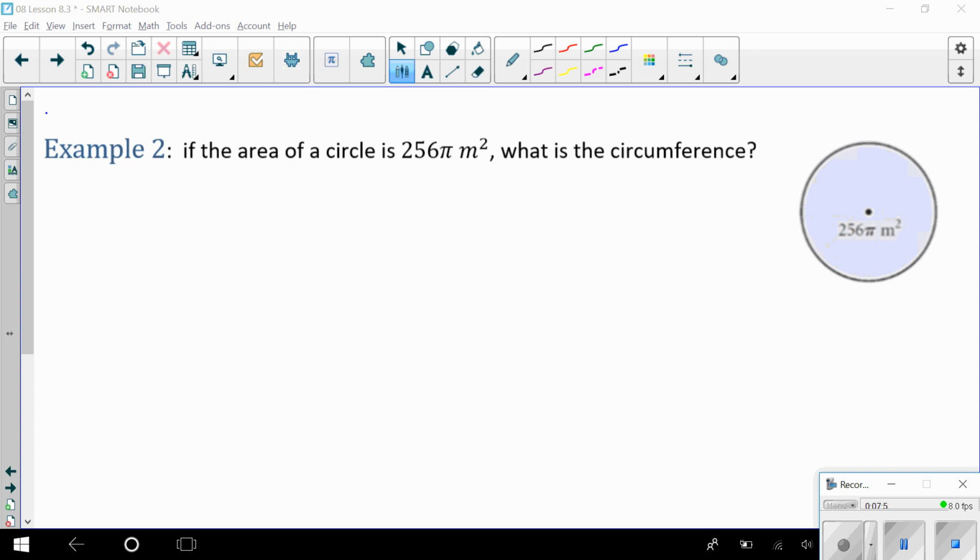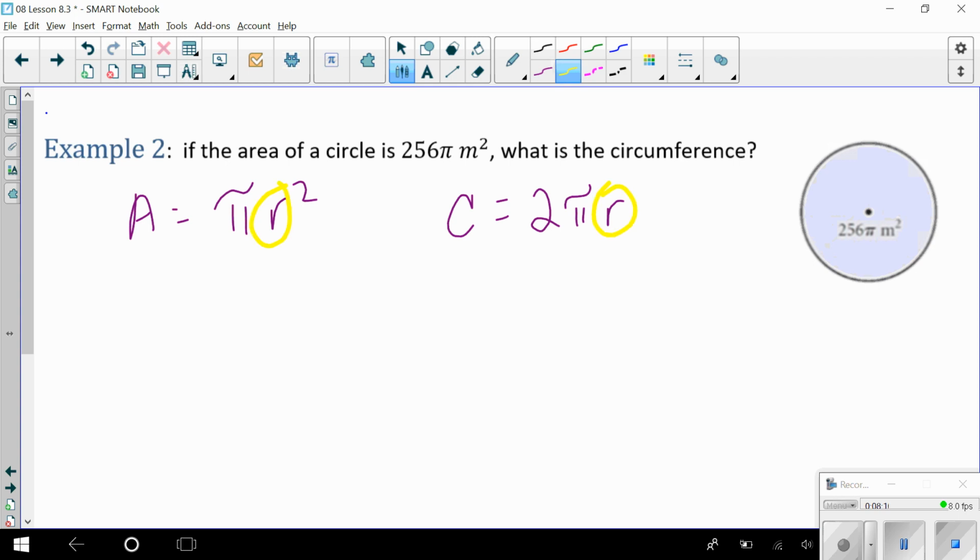Now in example 2, we're given the area of the circle and we want to find the circumference. So we have an area formula, and that's pi r squared, and we have a circumference formula, and that's 2 pi r. So in both of these, we have radius. So we want to find the radius in order to find the circumference.